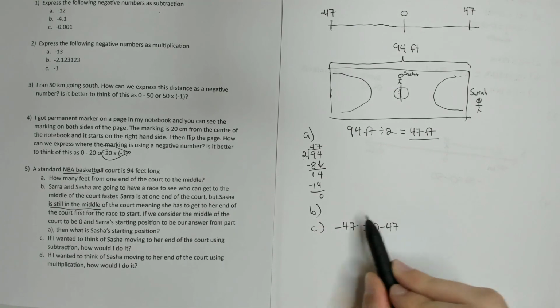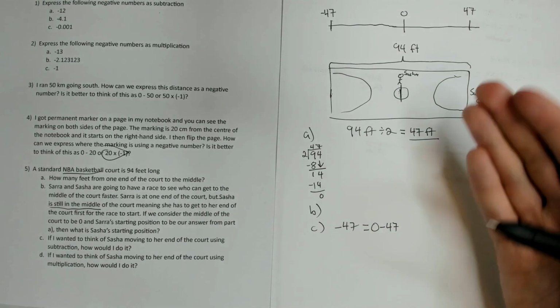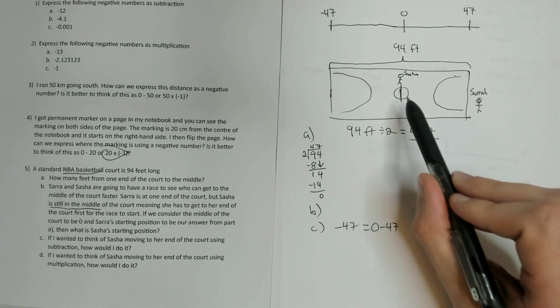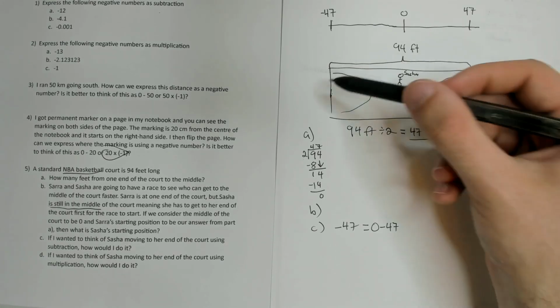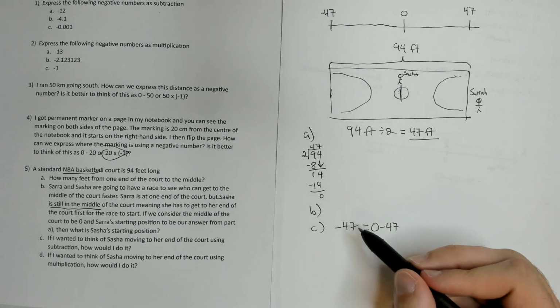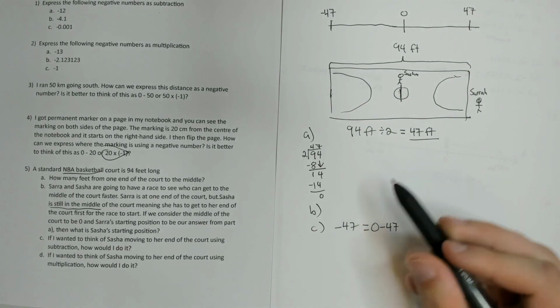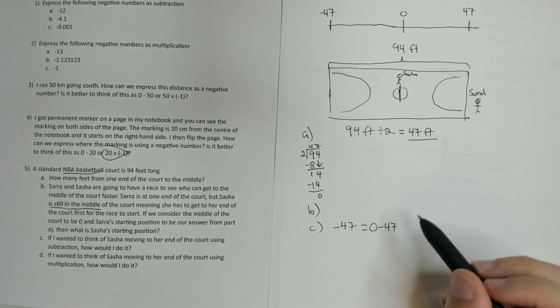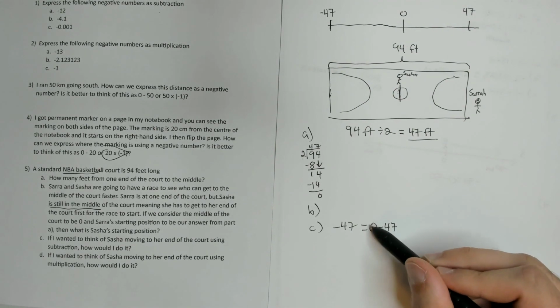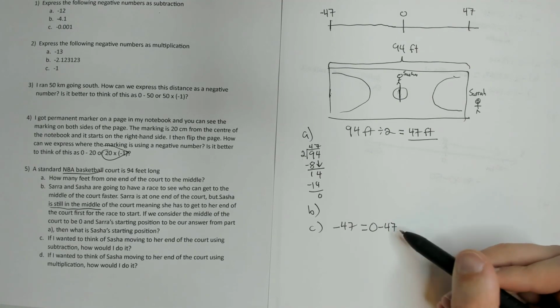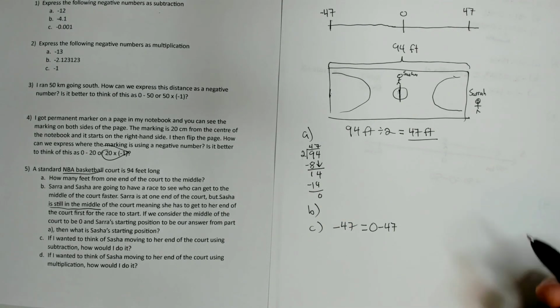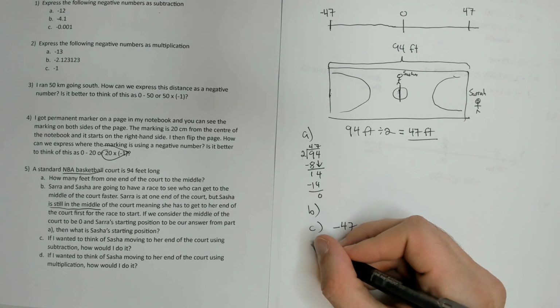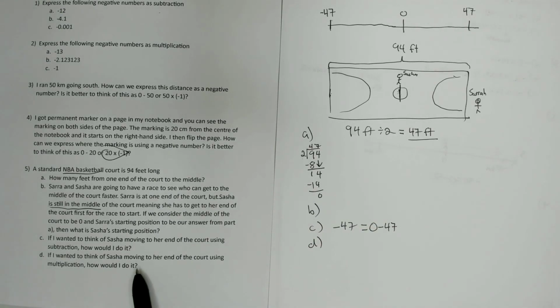So that's how we would express this, but what does this mean physically? Well, this is meaning Sasha is moving from 0, 47 feet that way, right? So we can express this negative 47, which is where she's ended up, as basically being her starting at 0 and moving 47 feet to the left, right? In her direction.